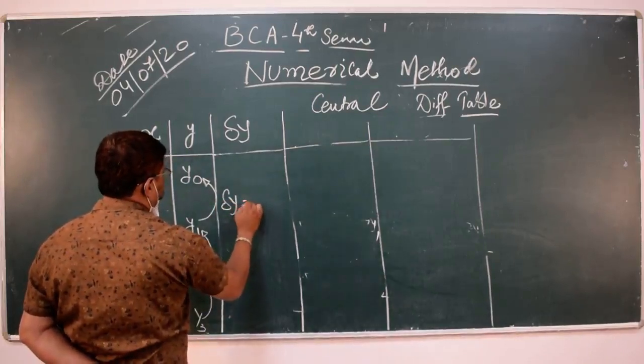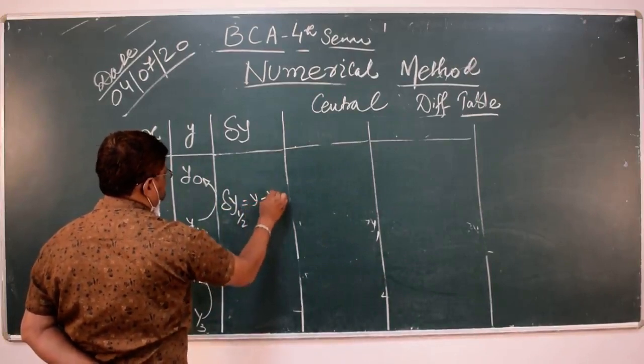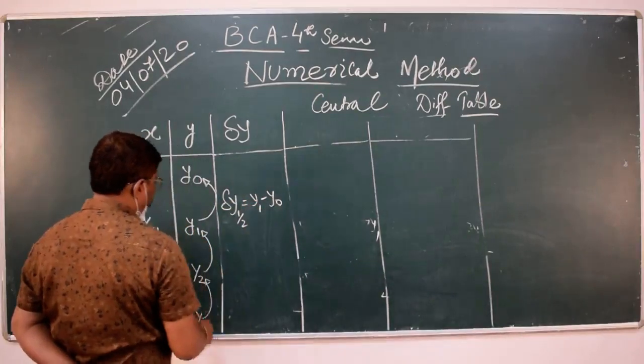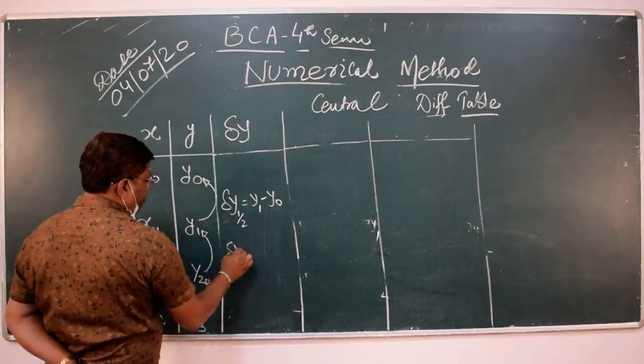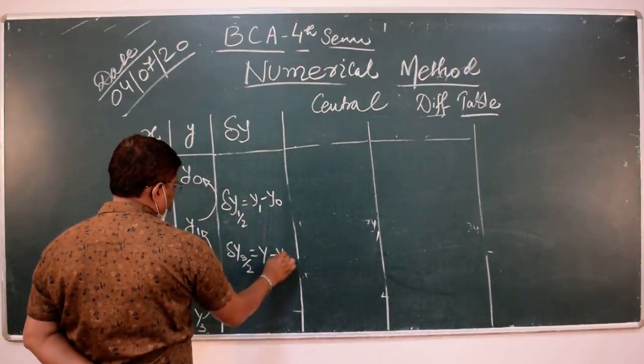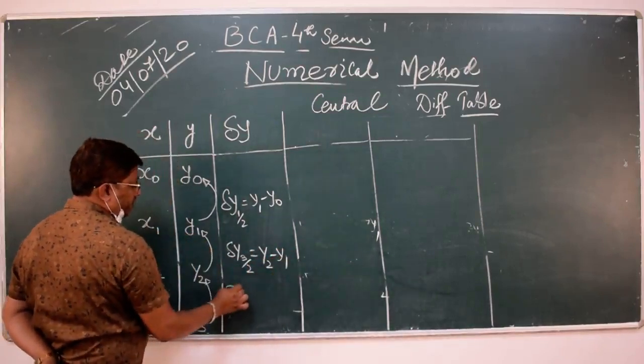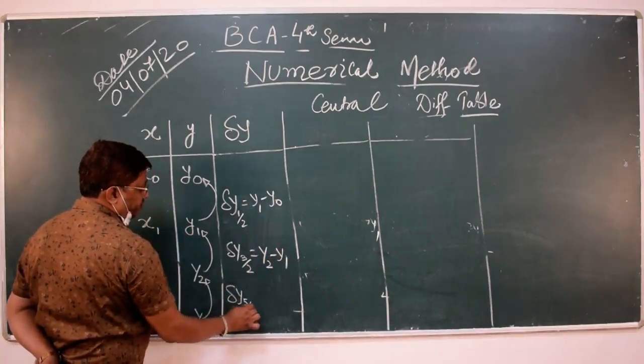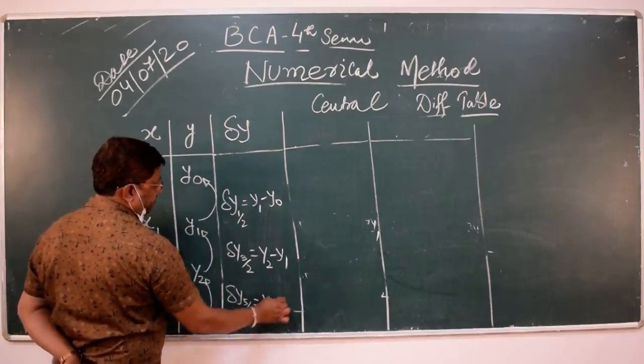Small delta y 1 by 2 is equal to y1 minus y0. Small delta y 3 by 2 is equal to y2 minus y1. Small delta y 5 by 2 is equal to y3 minus y2.